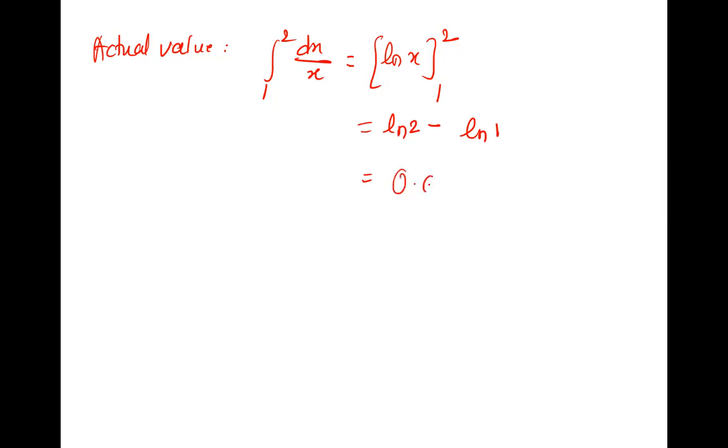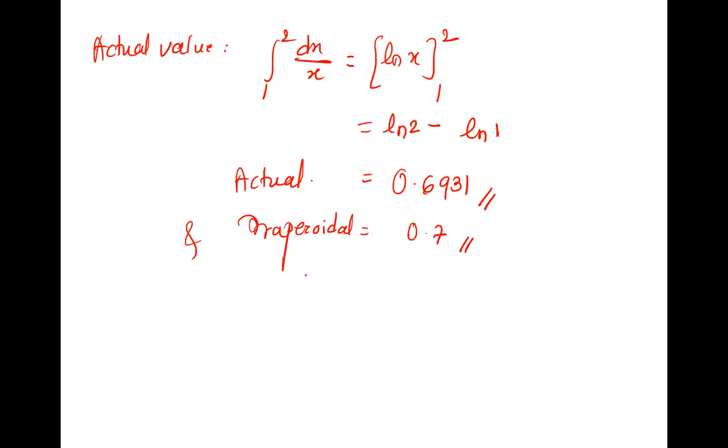0.69, 0.6931 something. So this is the actual value, right? And by trapezoidal, we got 0.7. So is it closer? Yes, it is closer. They have asked you to compare. So yes, it is a closer value.